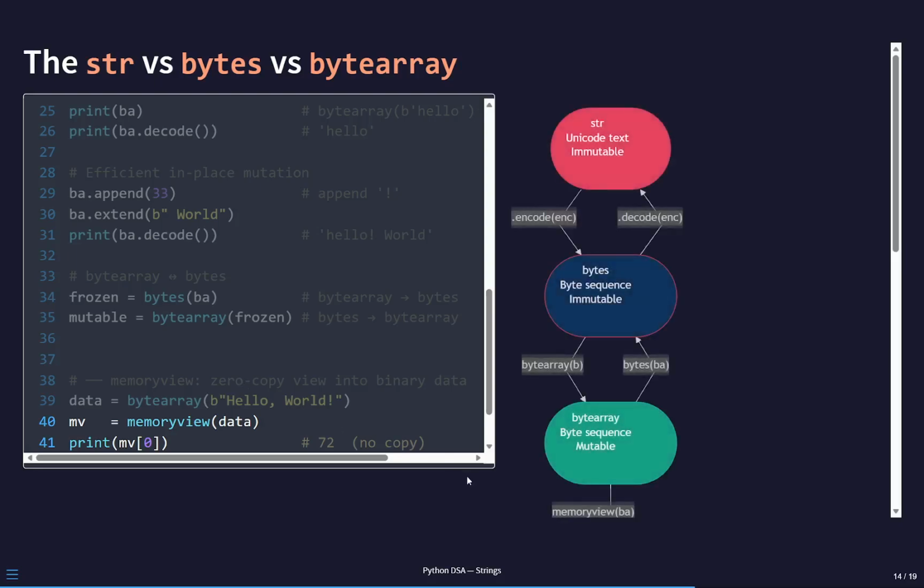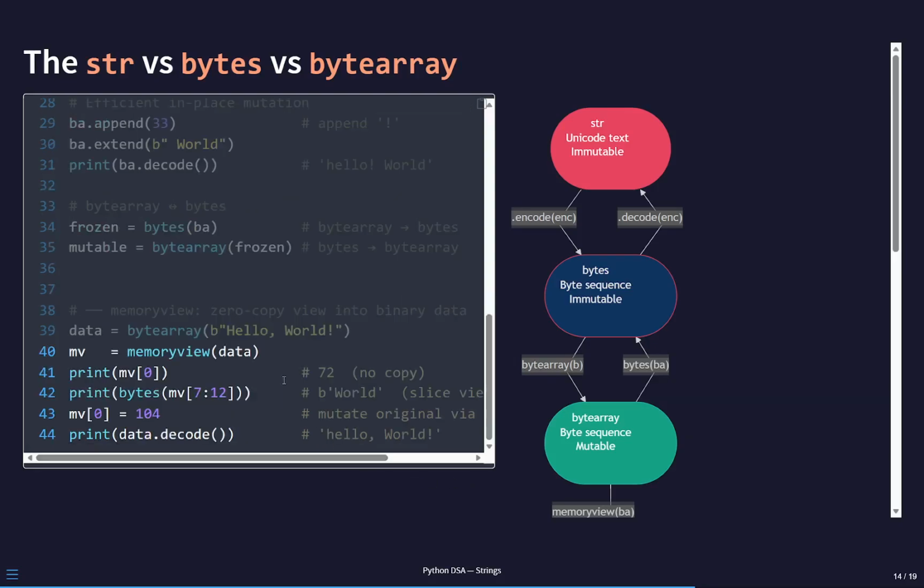Click. bytearray is the mutable version of bytes. You can change individual bytes in place. ba[0] = 104 changes the first byte from 72, capital H, to 104, lowercase h. append and extend add bytes. This is the type you use for in-place binary manipulation.